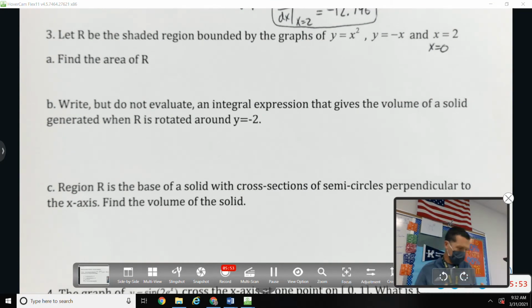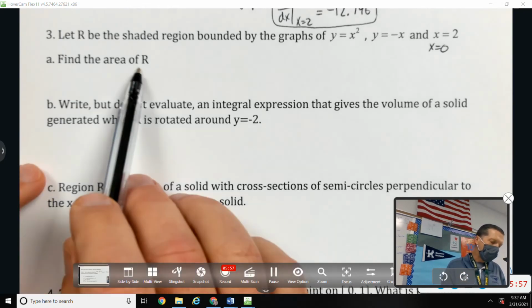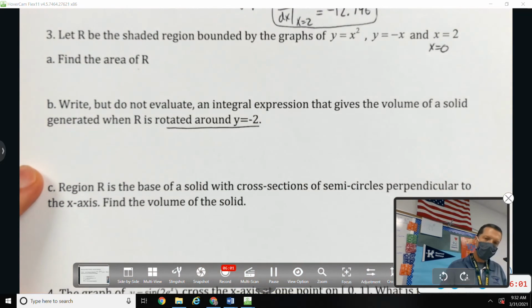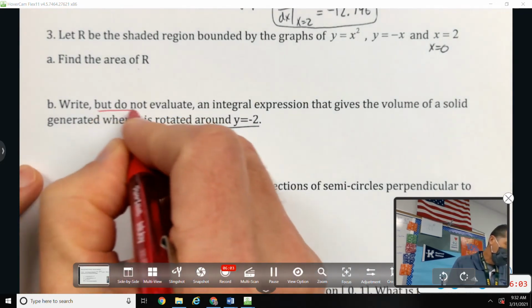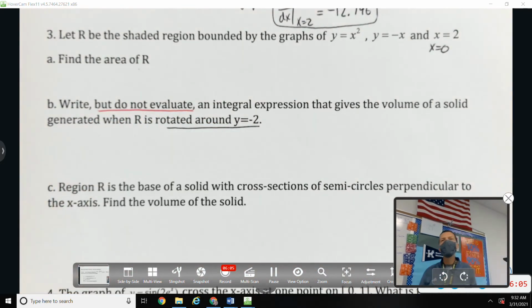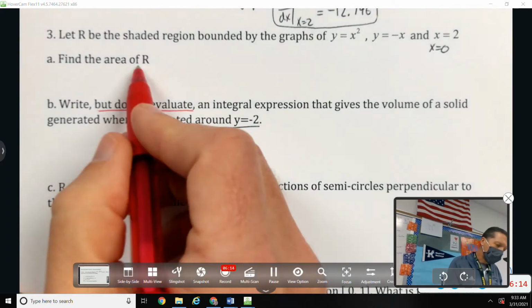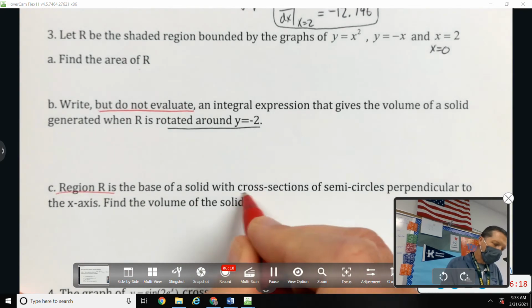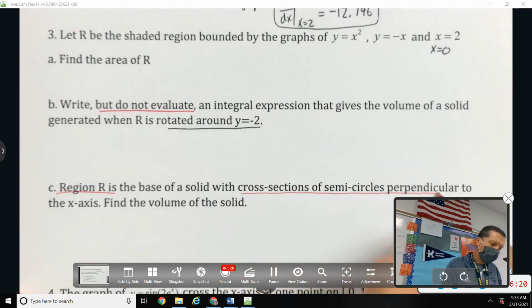Part B is a separate problem. You take that area and rotate it around y equals 2. Also, it's a write but do not evaluate, so you don't have to type it in the calculator. You can just write it out. And then part C is completely separate again. You start back with that region R, and you've got cross sections that are semicircles.